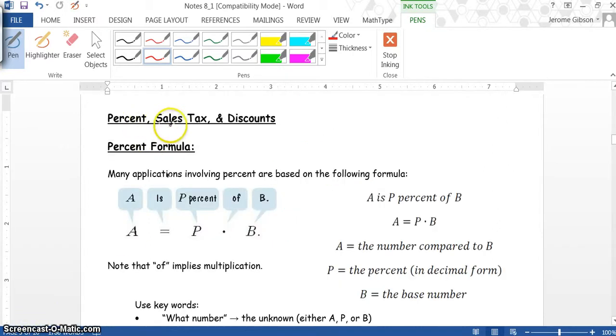Now we move on to percent, sales tax, and discounts. We have the percent formula. Many applications involving percent are based on the following formula. A is P percent of B, which is A equals P times B. A is the number compared to B, P is the percent in decimal form, and B is the base number. Note that of implies multiplication.